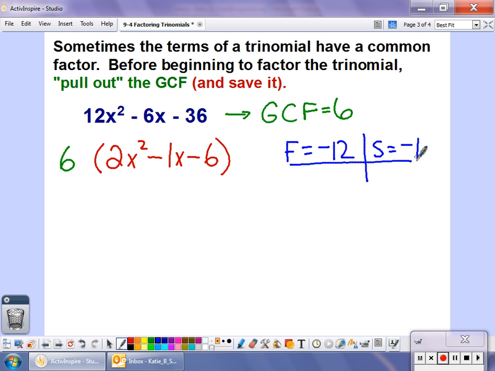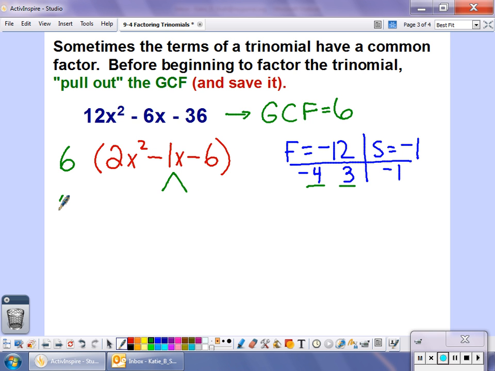So factors of negative 12 that add up to negative 1 are going to be negative 4 and positive 3. Negative 4 times positive 3 is negative 12. Negative 4 plus positive 3 gives me negative 1. Now it's time to take this factor and this factor and break apart this middle term.